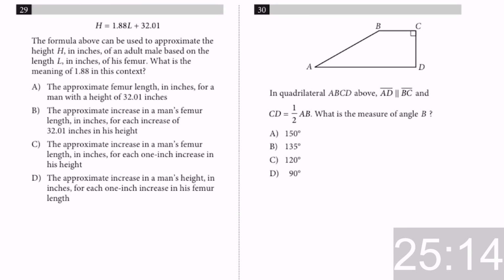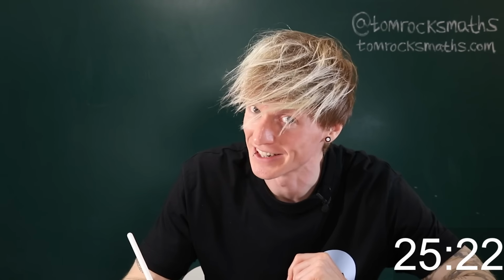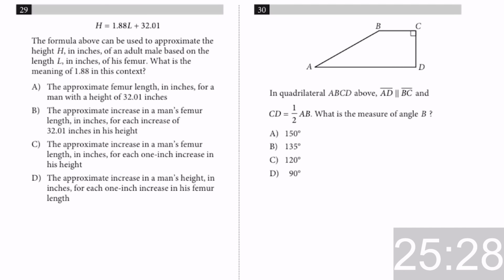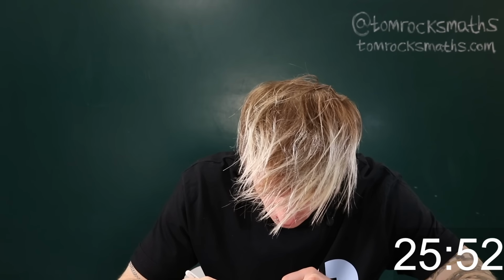The following can be used to approximate the height of an adult male based on the length L of his femur. Didn't know where they were going with that one. Interesting. Right, that's with femur. What is the meaning of 1.88 in this context? Approximate femur length in inches for a man with a height. No, so this is the height, so that's not right. The approximate increase in a man's femur length for each increase. No. The approximate increase in a man's femur length in inches for each 1 inch increase in his height. Yes. Oh no, the increase in his height for each 1 inch increase in his femur.